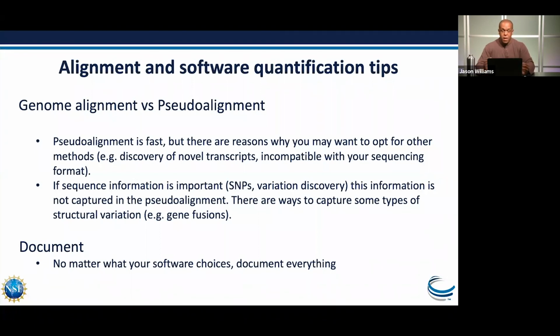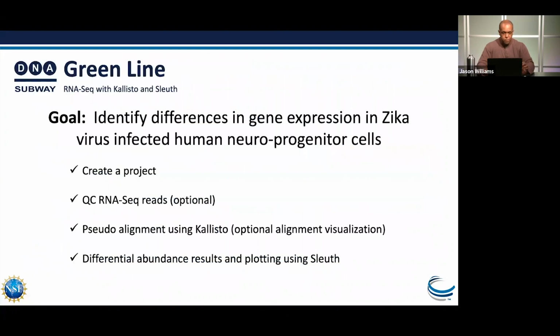There are some reasons why you might not want that method. For example, if you're looking for novel transcripts, you can't identify anything that's not in your transcriptome. If you're looking at SNPs or other types of discovery, those also would not be something that Kallisto in general would be ideal for. There are some other versions of it that help with some of these problems. But no matter what, think through your choice, document what you do, and think about this as a really fantastic and, we hope, streamlined introduction to using this in the classroom.